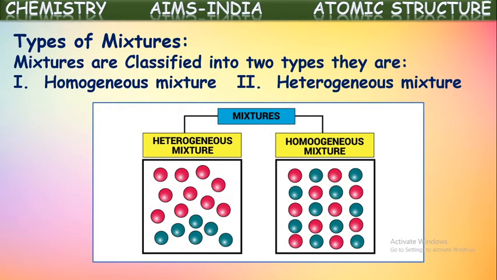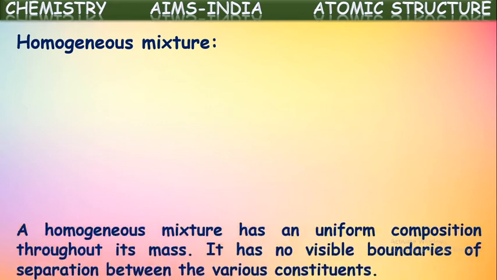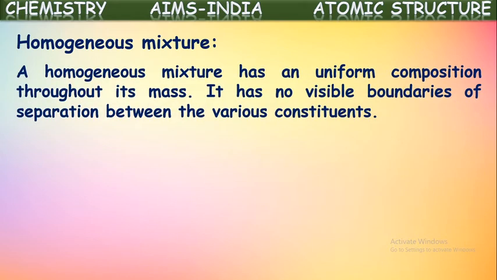Yes, mixtures are of two types. They are homogeneous mixtures and heterogeneous mixtures. Let us talk about these two. First, about homogeneous mixtures. A homogeneous mixture has a uniform composition throughout its mass. It has no visible boundaries of separation between the various constituents.